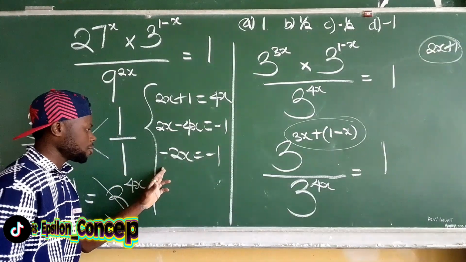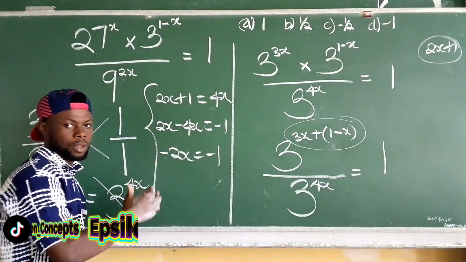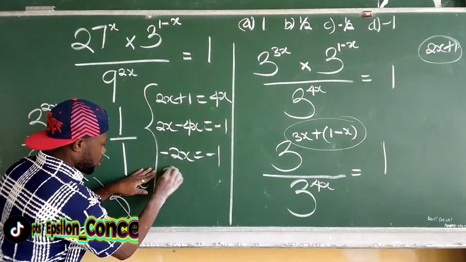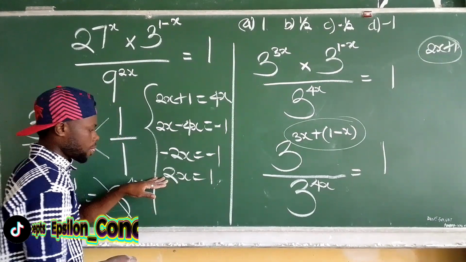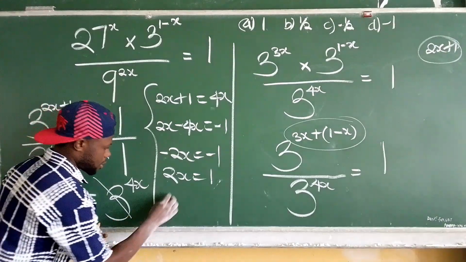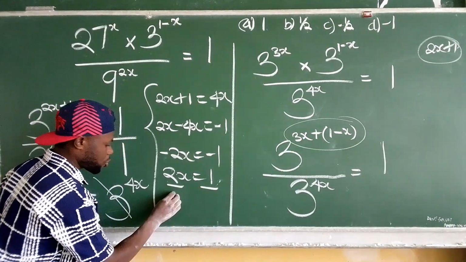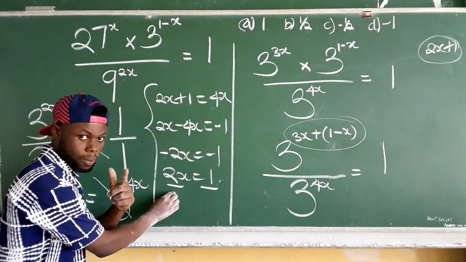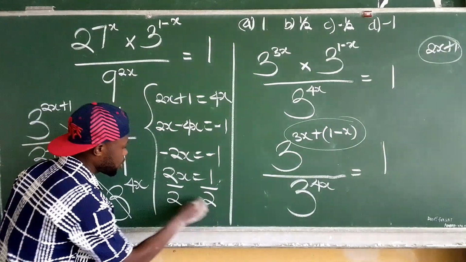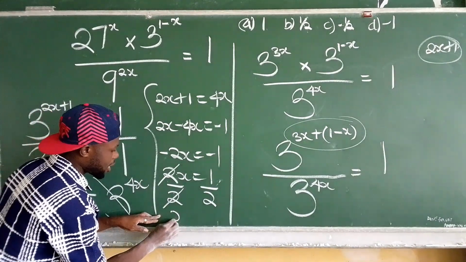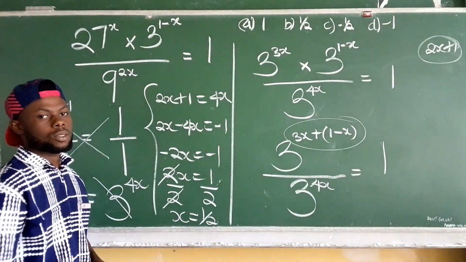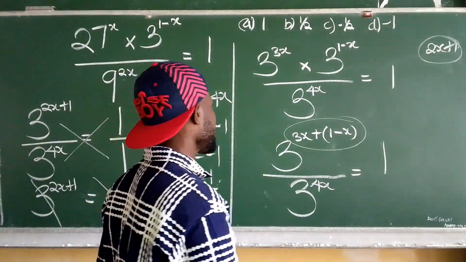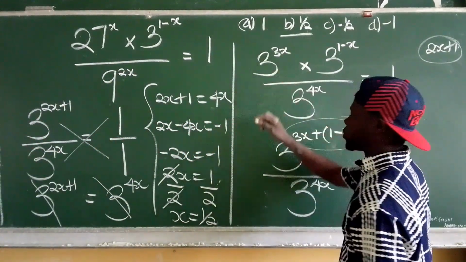Because you are having negative on both sides of the equation, we are left with 2x equal to 1. And to make x the subject, divide both sides by the coefficient of x, which is what? 2. Yes, 2. 2 cancels 2, and x is equal to 1 over 2. So the correct answer is x equal to 1 over 2 on the board.